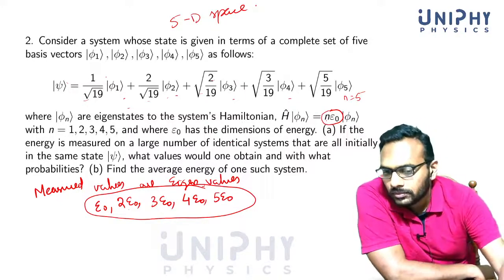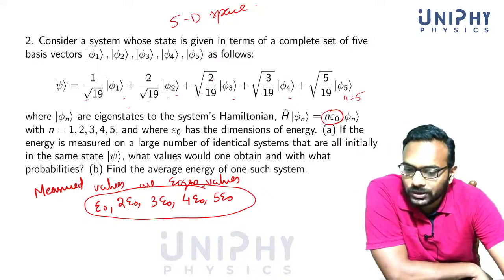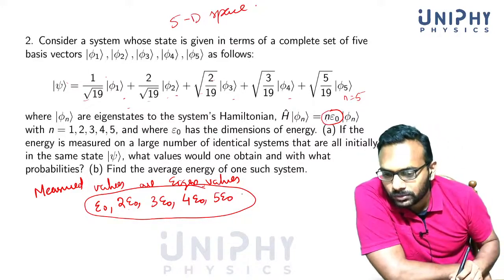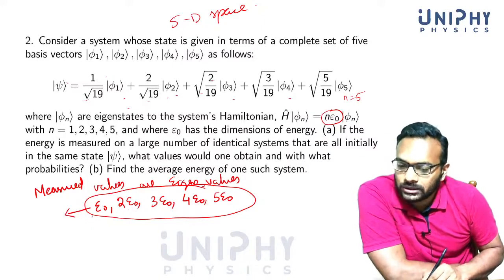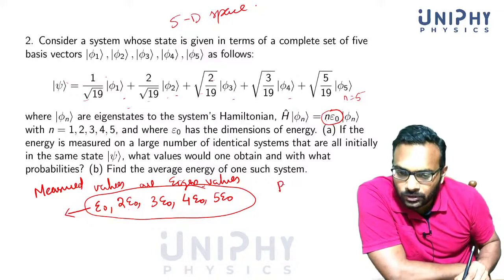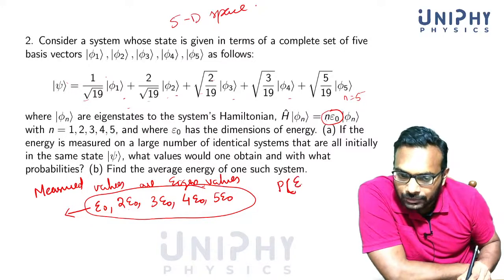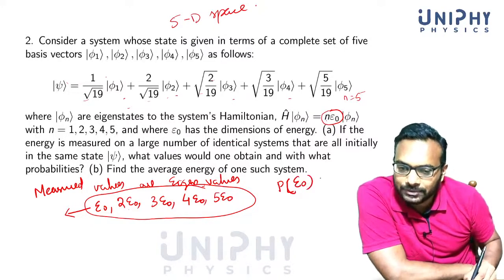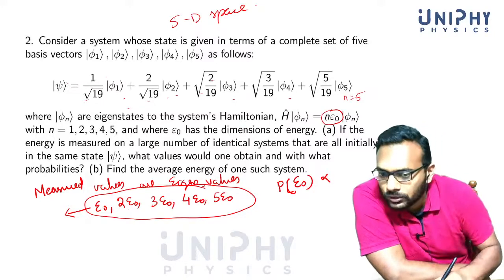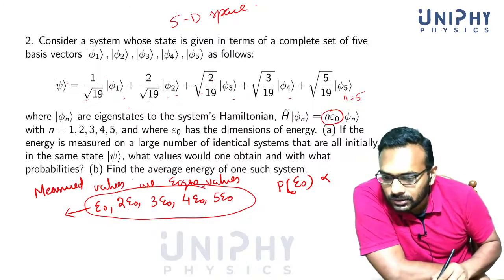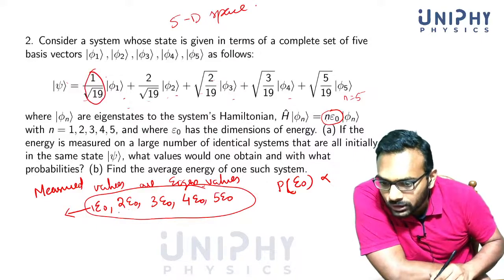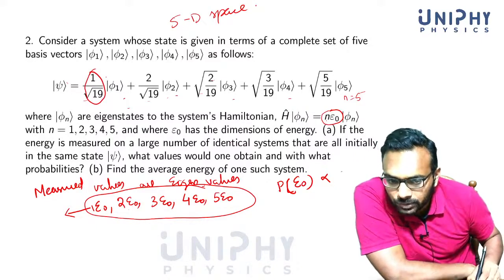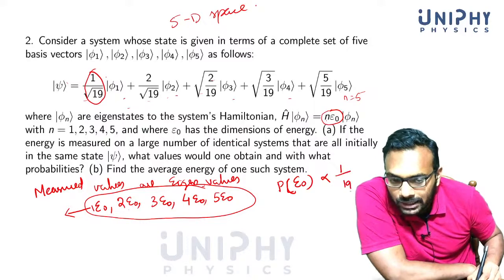And with what probabilities? So the question is again, what's the probability that you will get energy epsilon 0? What is P of epsilon 0? We know that this is proportional to the expansion coefficient of the eigenvector corresponding to 1 epsilon 0, so that you don't confuse. So we know that it's proportional to 1 divided by 19.